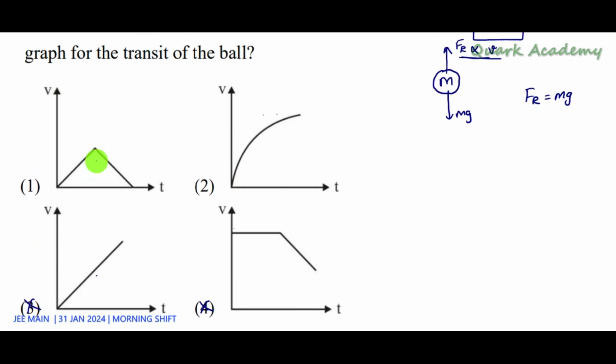And the first one: initially the velocity is increasing, then it suddenly starts decreasing. But this is also not possible because, as we discussed, it has to attain terminal velocity. Once it attains terminal velocity, it will just keep going at that particular value. Here it is decreasing, which will not happen. So this is also not possible. The only thing which is possible is the second one. If you extend this, it will just go this way, which is the terminal velocity.